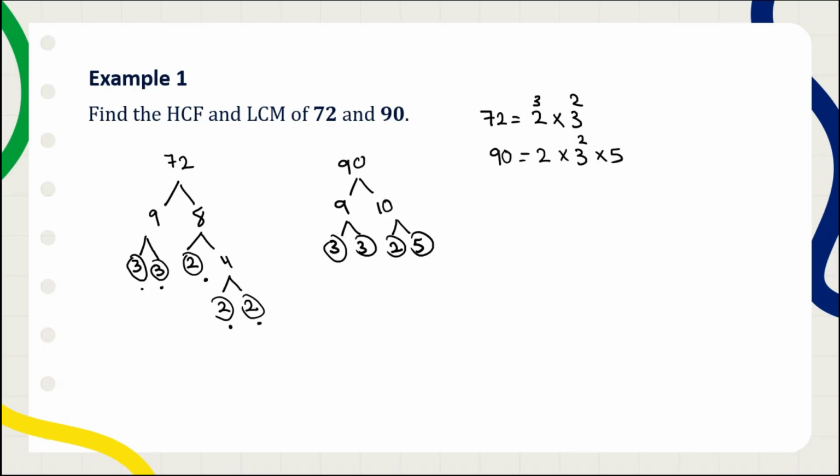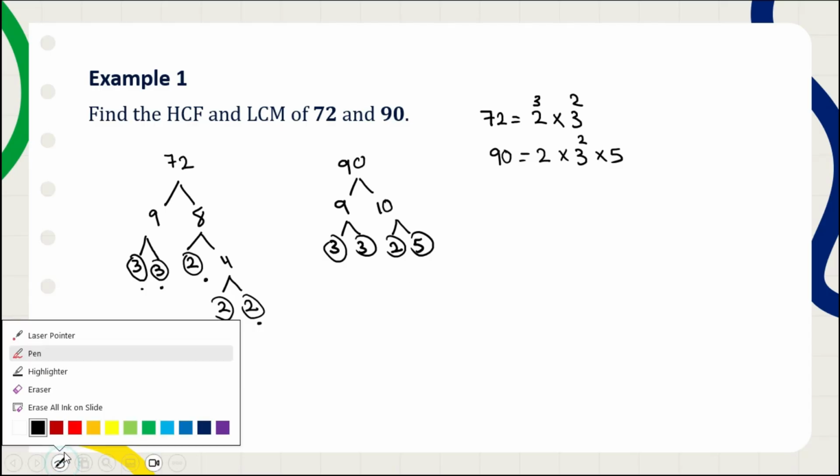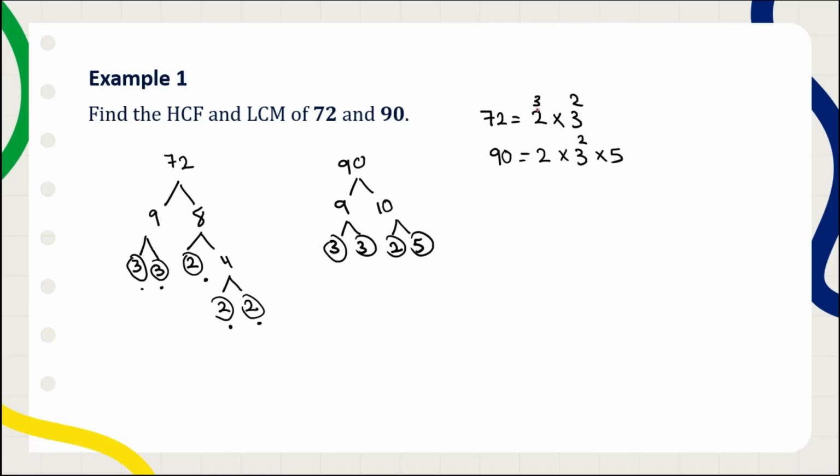For the highest common factor, we include only the common prime factors, and we choose the smallest power of each common factor. Now for the common factors for these two numbers, 2 is common and 3 is common. First we spot the common factors, then we choose only the factors with the smallest power.